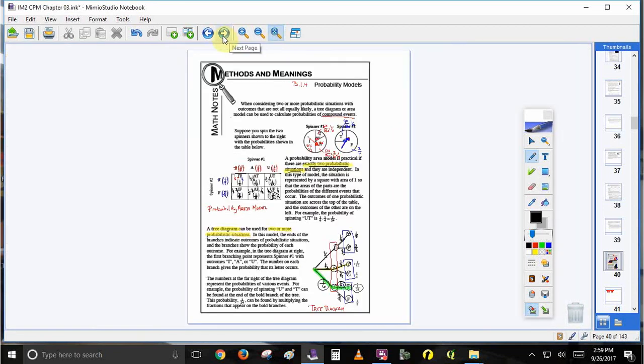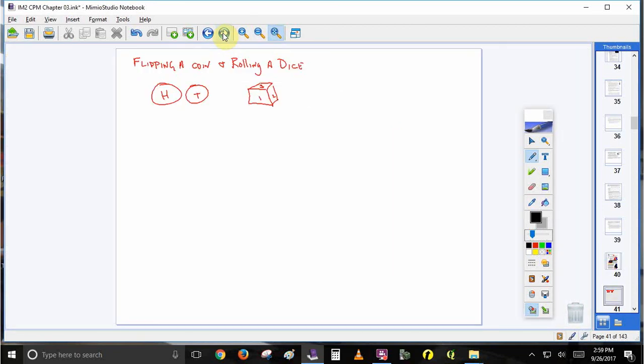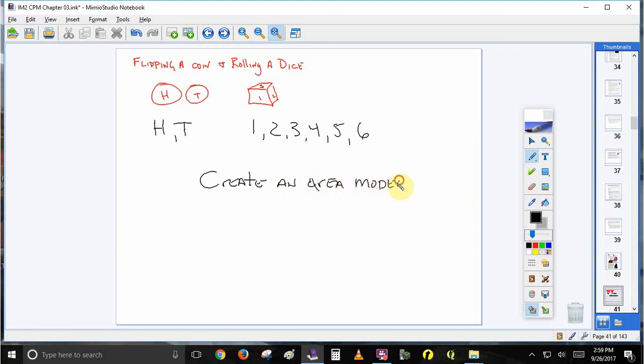And then I want you to try, see if you can come up with what you think an area model would look like for flipping a coin and rolling a dice. So the outcomes of flipping a coin, you could either get an H or a T, head or tail. Rolling a dice, you could either get a 1, a 2, a 3, a 4, a 5, or a 6. What do you think those area models might look like? Try to draw one up, draw a tree diagram if you can. So create an area model and tree diagram for this scenario. And we'll talk about it in class.